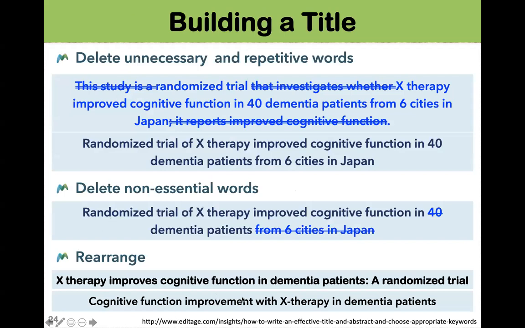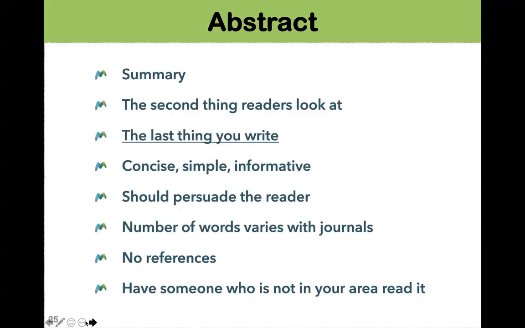Cognitive function improvement. The active voice would be cognitive function improves with X therapy in dementia patients, which would work as well, right? And here we did remove the randomized trial because it's not necessary. If they are interested in the finding, they will go look at whether it's randomized or not. So usually you do a positive spin. You go towards a very positive spin. Okay, thank you. Welcome.